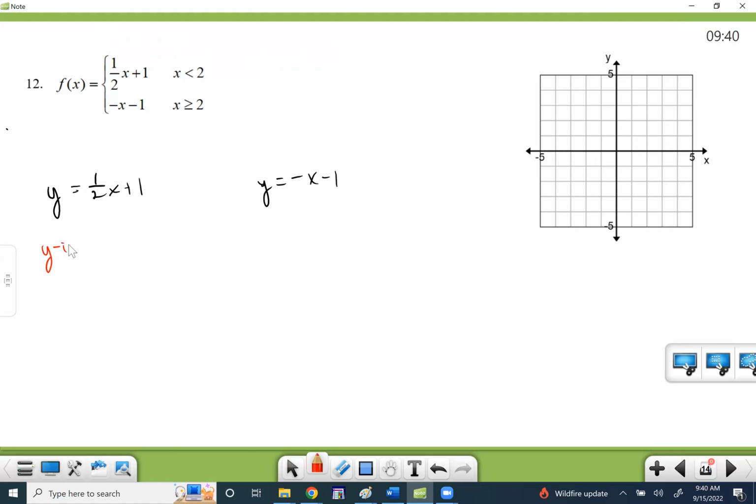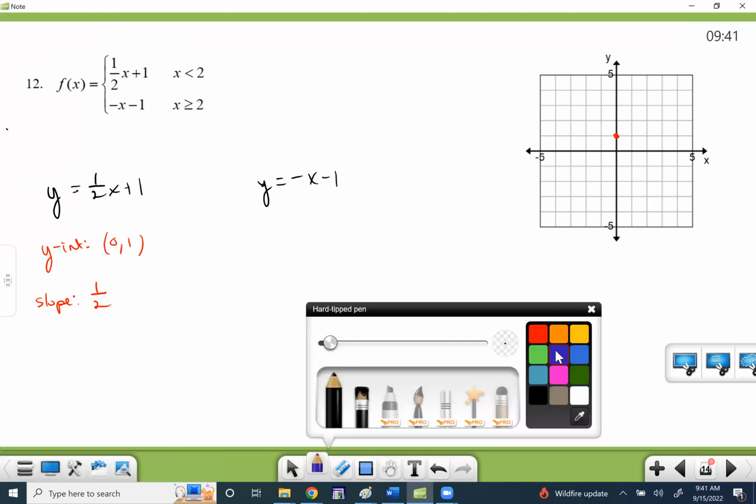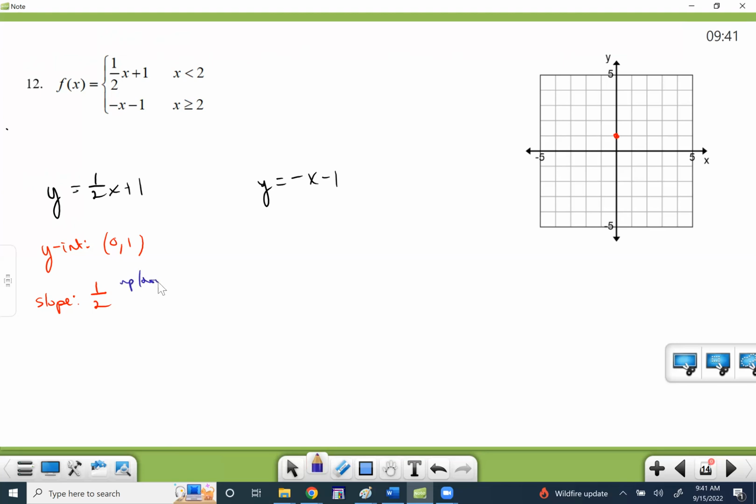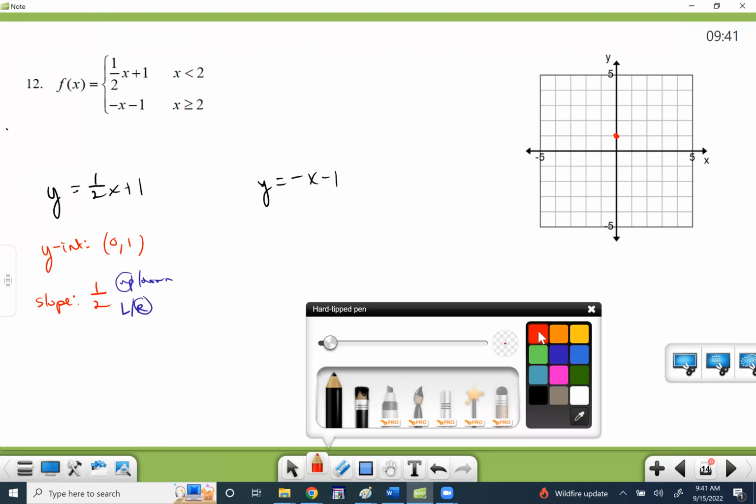So for this first one, the y-intercept is always the last number, the b of the y equals mx plus b. So 0, 1 would be its y-intercept, and its slope is the m, so it would be 1/2. So I'm going to go to 0, 1. And then according to the slope, remember the top controls the rise, so the up and down, and the bottom controls the run, so the left or right. If it's positive, you go up. If it's positive, you go right. So we would go up 1, right 2, up 1, right 2.